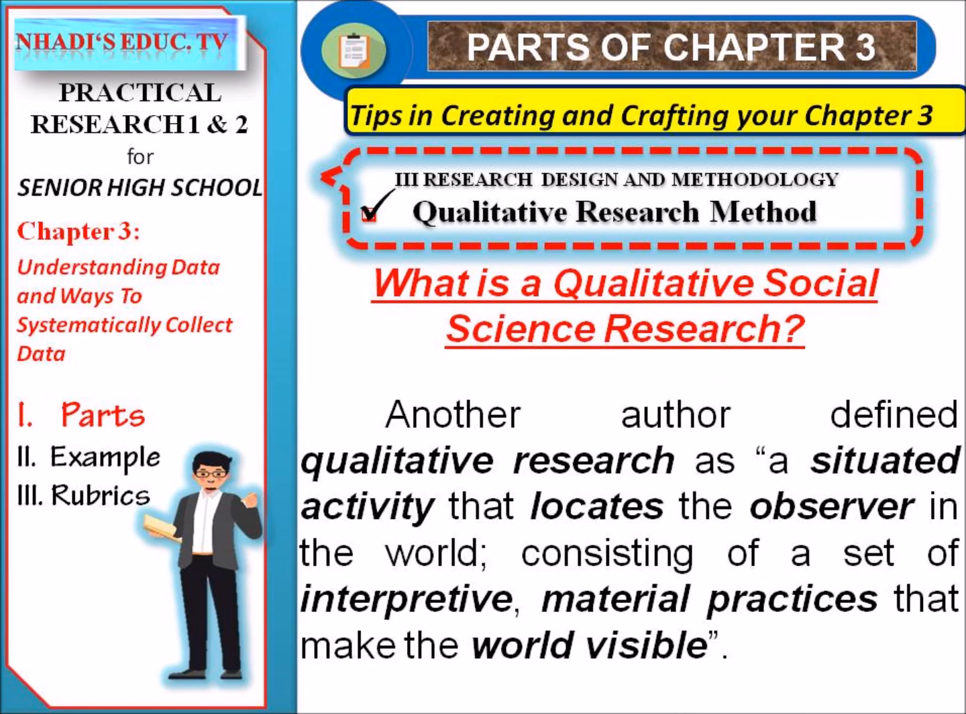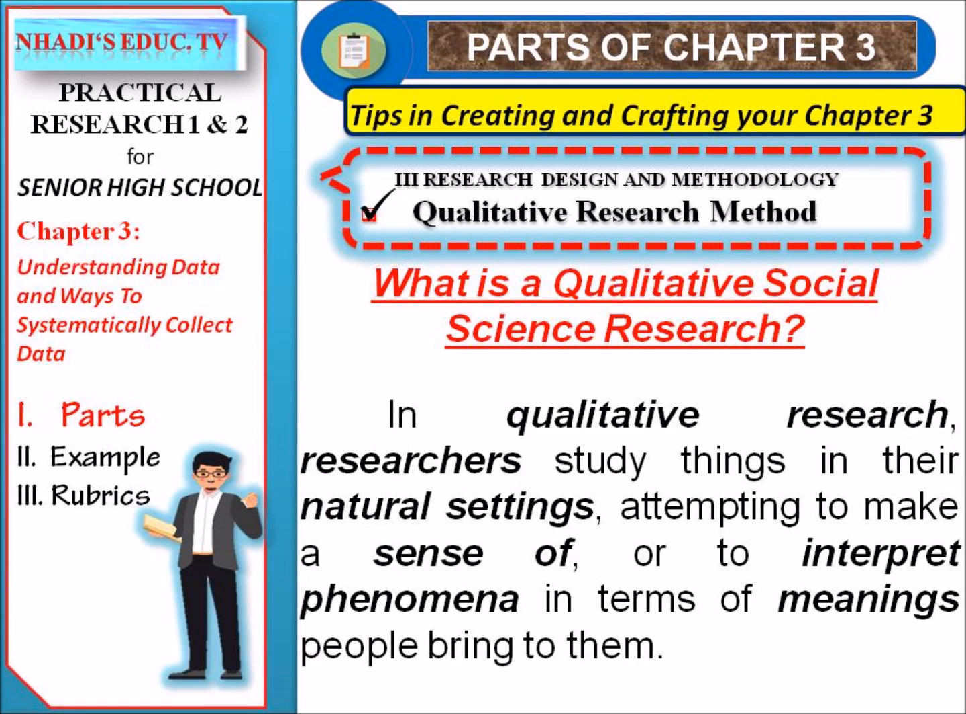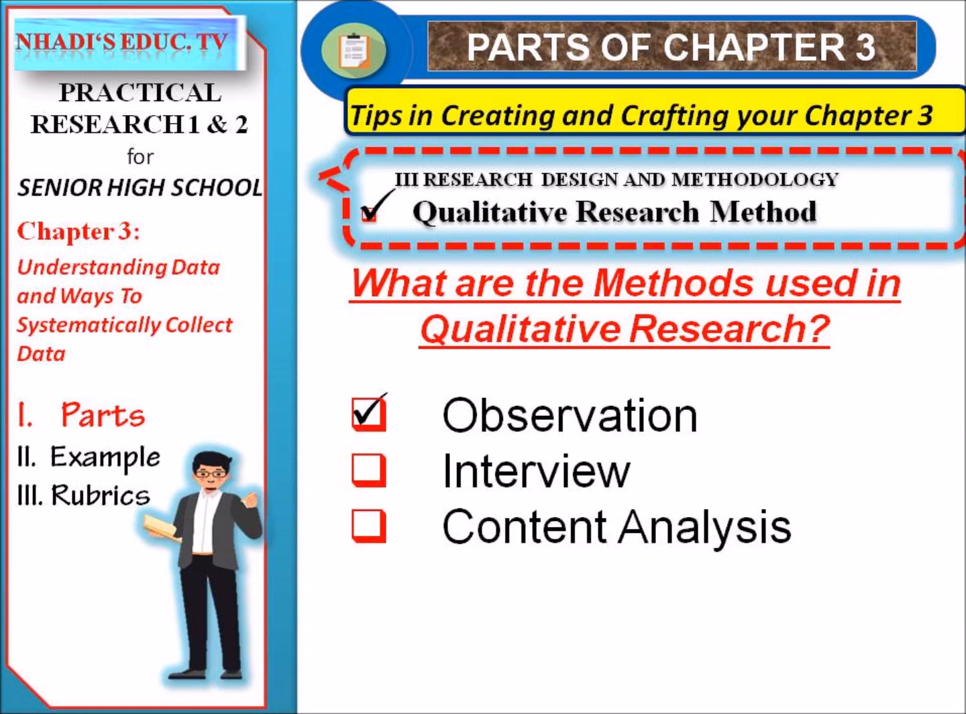Another author defined qualitative research as a situated activity that locates the observer in the world, consisting of a set of interpretative material practices that make the world visible. In qualitative research, researchers study things in their natural settings, attempting to make sense of or to interpret phenomena in terms of meanings people bring to them. So what are the methods used in qualitative research? We have observation, interview, and content analysis.